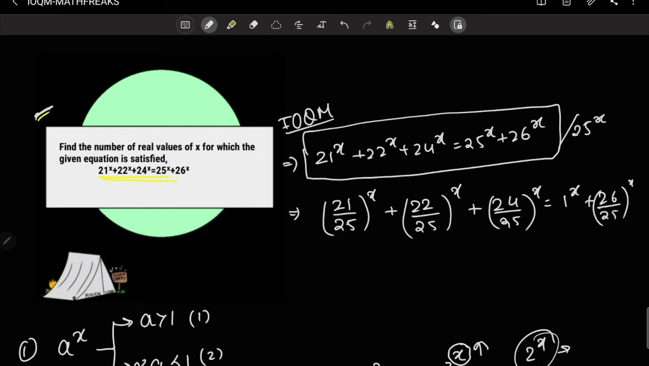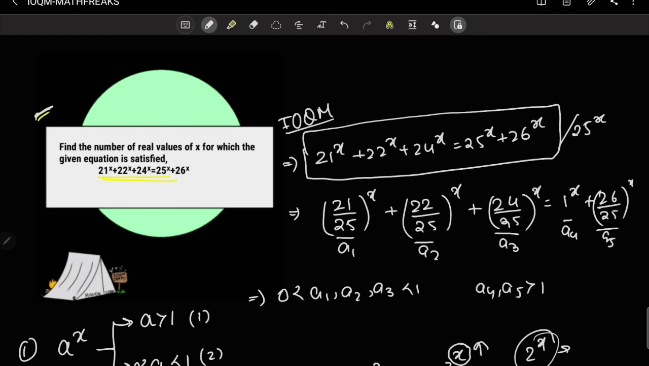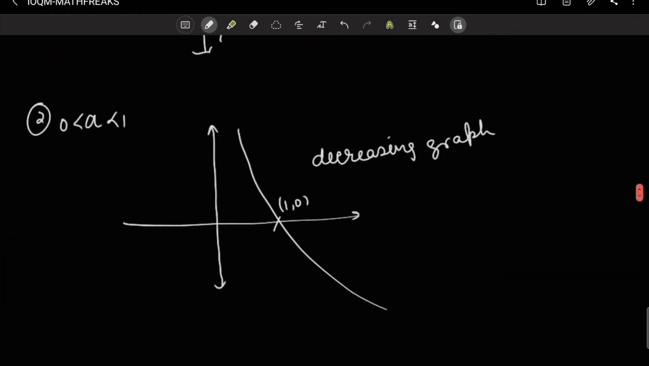Now see, if I denote these bases with a1, a2, a3, a4 and a5, we can conclude that a1, a2, a3 are less than 1 but greater than 0, and a4, a5 are greater than 1. So I hope that now you are able to catch the logic. So we can easily draw the graphs of the LHS and RHS. These are not very complicated graphs for which you need Desmos. These are very simple and elementary graphs.